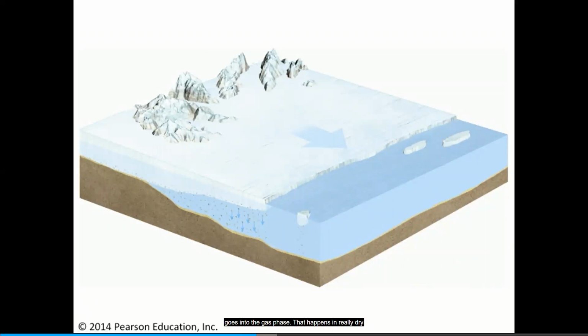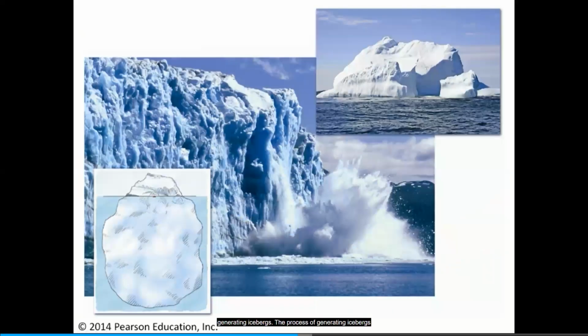That happens in really dry regions. And then there's also the possibility of calving icebergs. So some glaciers flow out to sea, and there they form ice shelves, and those ice shelves can break off, generating icebergs. The process of generating icebergs is referred to as calving.